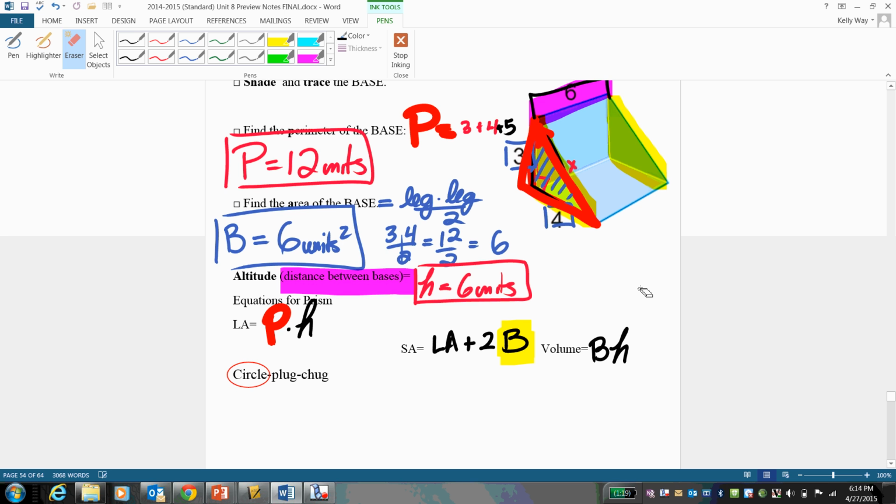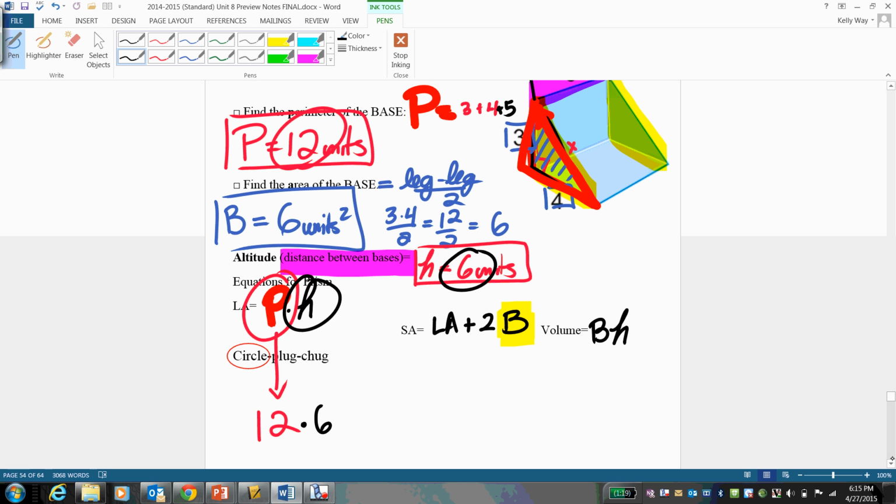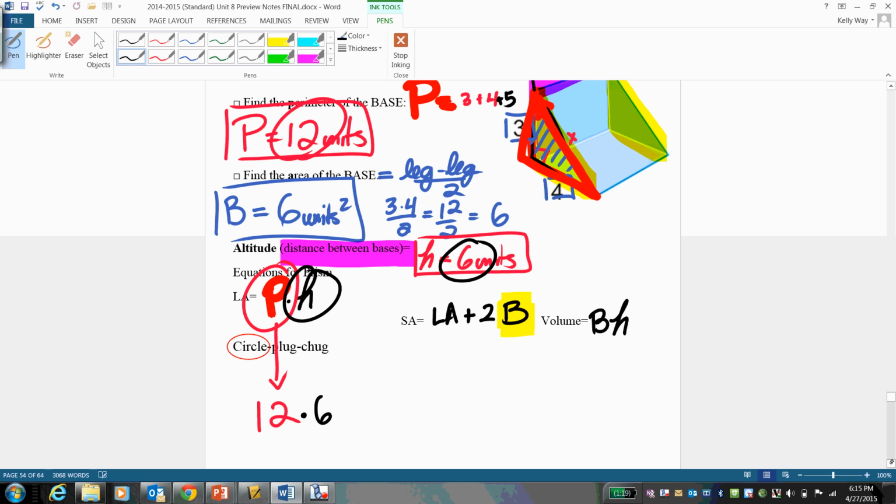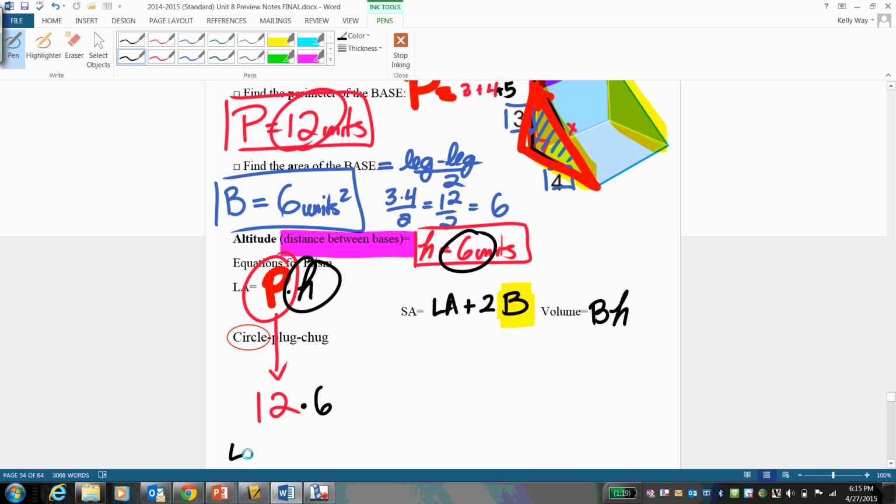Ready? Let's circle, plug, chug. Most of this we already have. Very slowly and carefully, let's plug this in. Perimeter. We already have perimeter. Perimeter is 12. Height. We already have the height. We have stuff all labeled out. That's 6. So we're going to go 12 times 6. And that gives us our lateral area is 72 units squared. That's our lateral area.